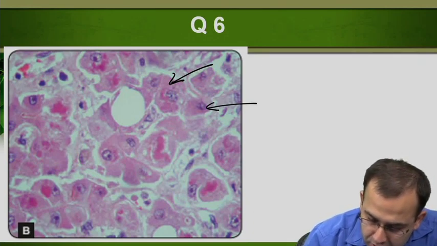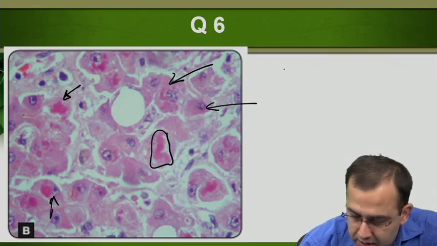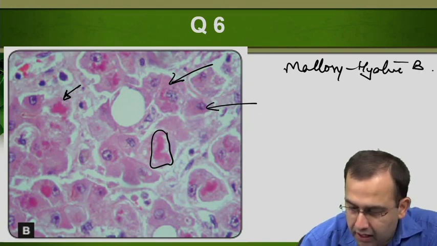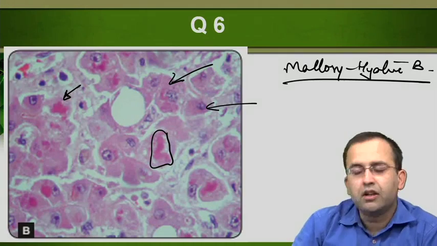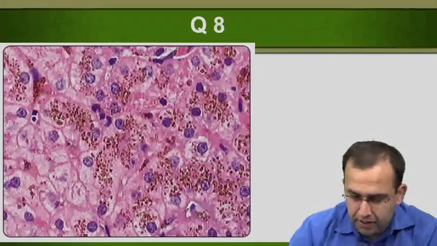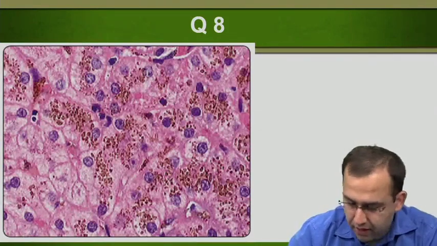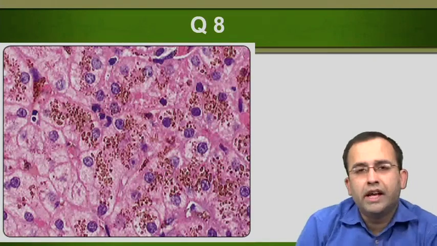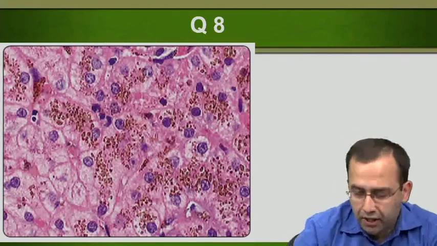Which show the presence of intracytoplasmic eosinophilic inclusions, that is Mallory-Hyaline bodies. Mallory-Hyaline, they are composed of, this is question number 6, cytokeratins 8 and 18. Next, this gets us to our next question, that is, we are done with question 7. Question 7 was autoimmune hepatitis. This gets us to question number 8.